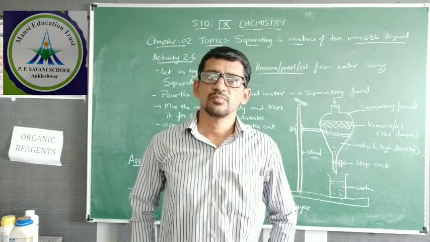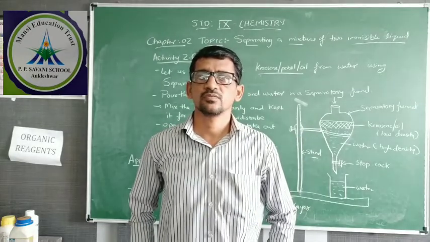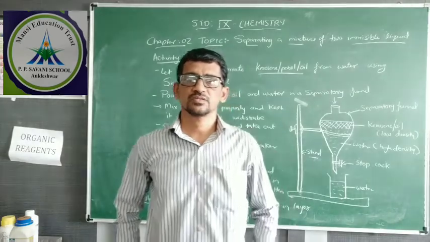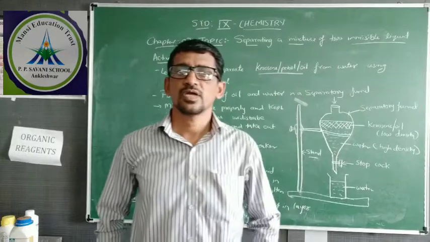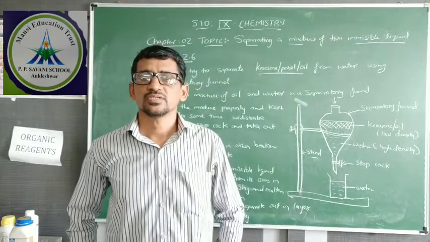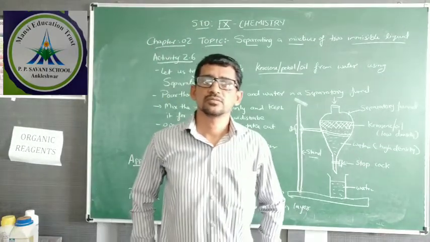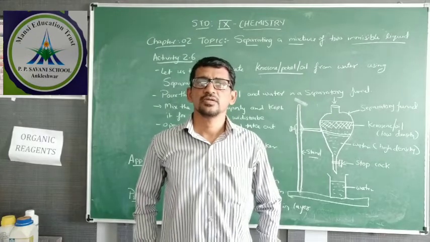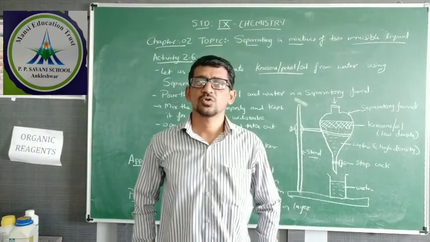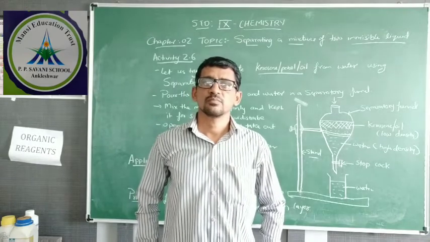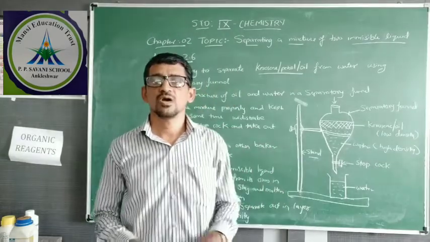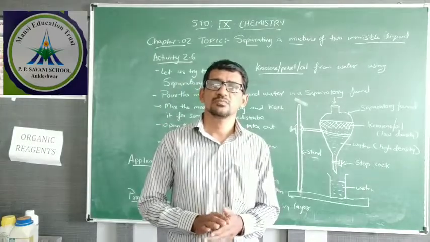Second chapter, that is Matter Around Us. In that we have discussed different mixtures and their separation. Today we will study the separation of immiscible liquids. Two liquids are immiscible if they are not soluble and do not mix. But if they are mixed by mistake, how do we separate them?